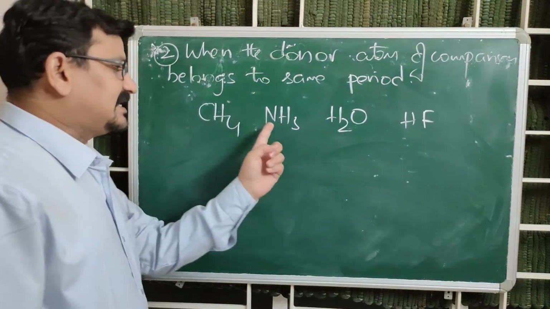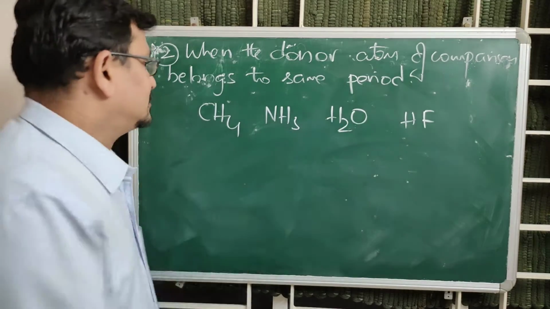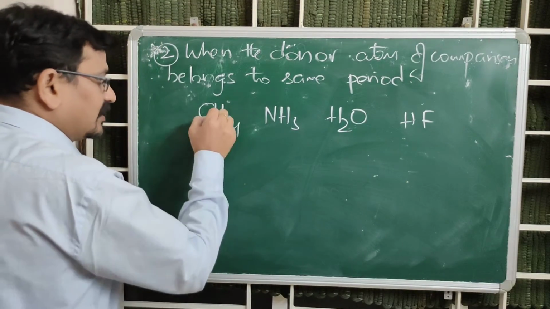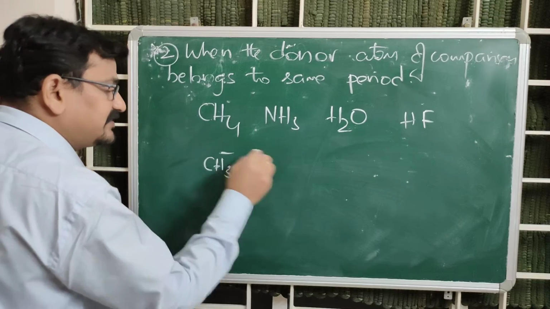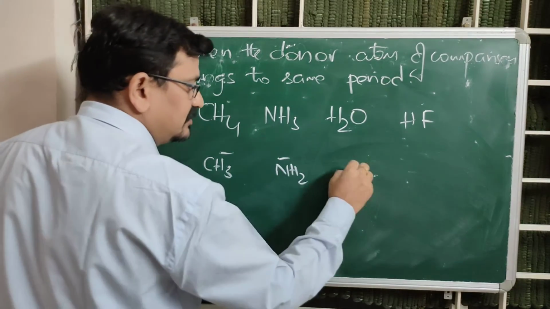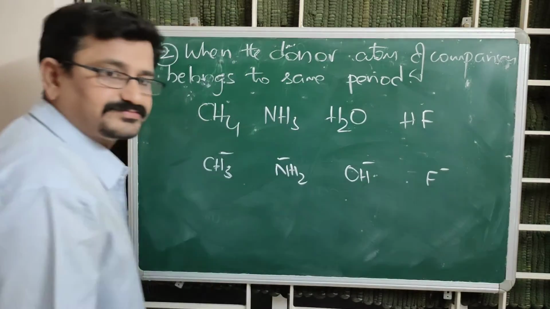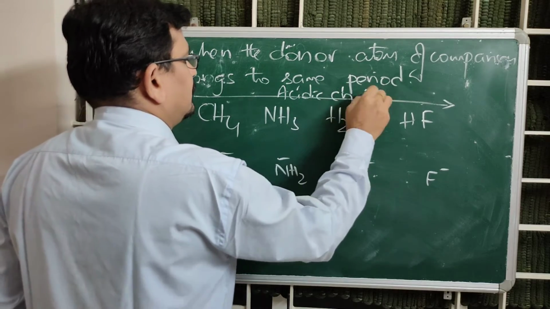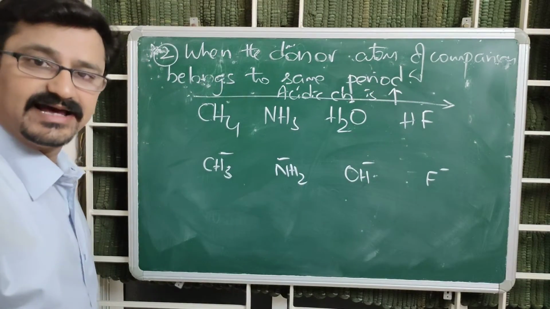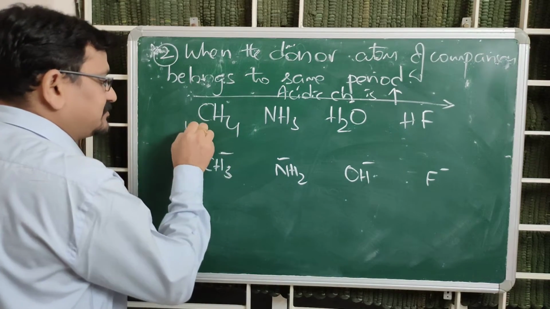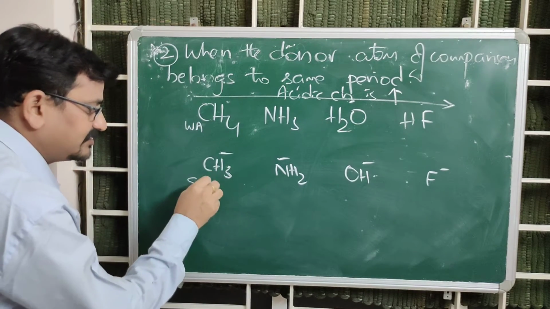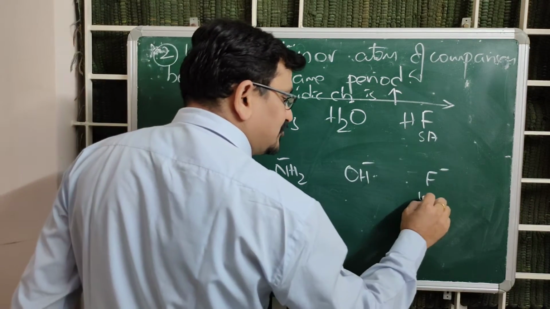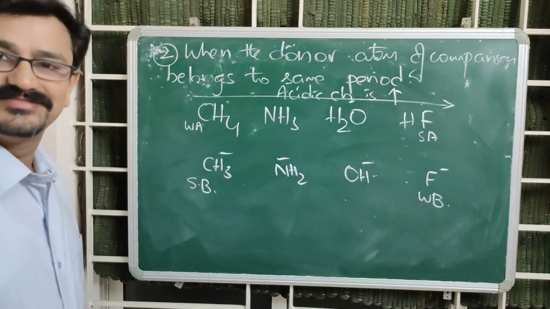We can predict that with an increase in electronegativity of the central atom, acidic character increases. So from CH4 to HF, acidic character is increasing. After behaving as an acid, this is the conjugate form: here CH3 minus, NH2 minus, OH minus and here F minus. As this is a weak acid, its conjugate CH3 minus is said to be a strong base. As this is a strong acid, its conjugate F minus is said to be a weak base.